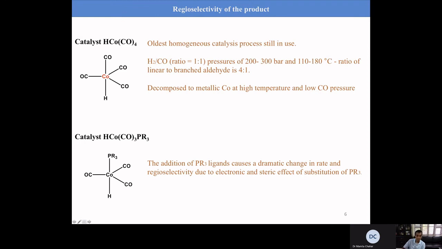Okay, so just a quick comparison: what is the benefit of these two different catalysts. So this is the readily available cobalt catalyst, HCo(CO)4, as you have seen from the cobalt Co2(CO)8, which is a really cheap material. You can prepare this. This is the oldest homogeneous catalyst, and still it is in use industrially.